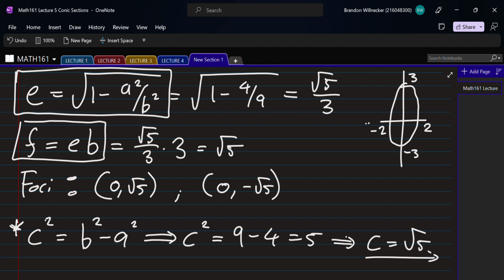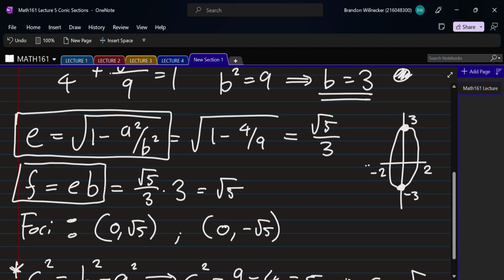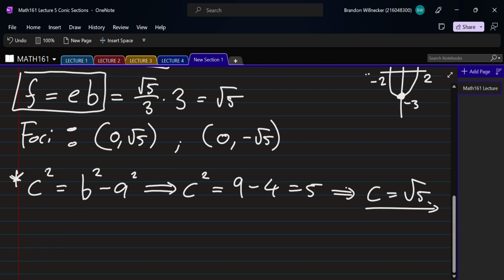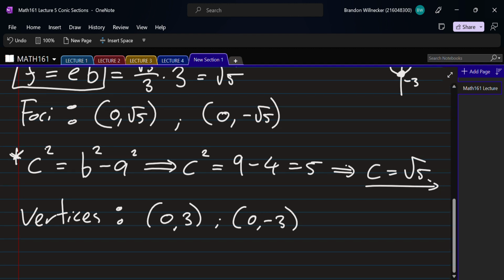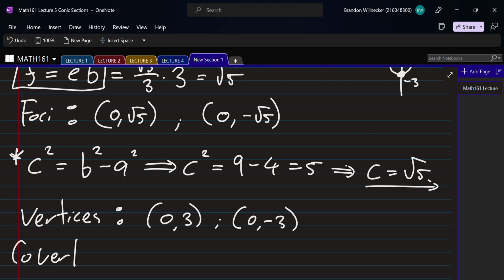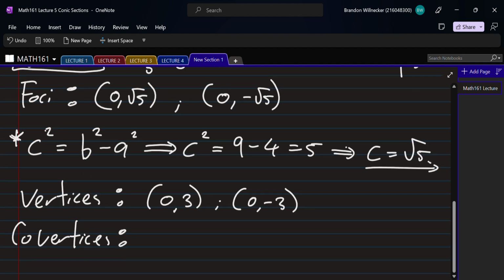Okay, and then the vertices. Remember, they will be this top point here and this bottom point here along the major axis, because that's the longer one. So we have 0, 3 and 0, minus 3. So vertices 0, 3, that's the top one, and 0, minus 3, that's the bottom one. And then the co-vertices, that's along the smaller axis. So that would be minus 2, 0 and 2, 0.